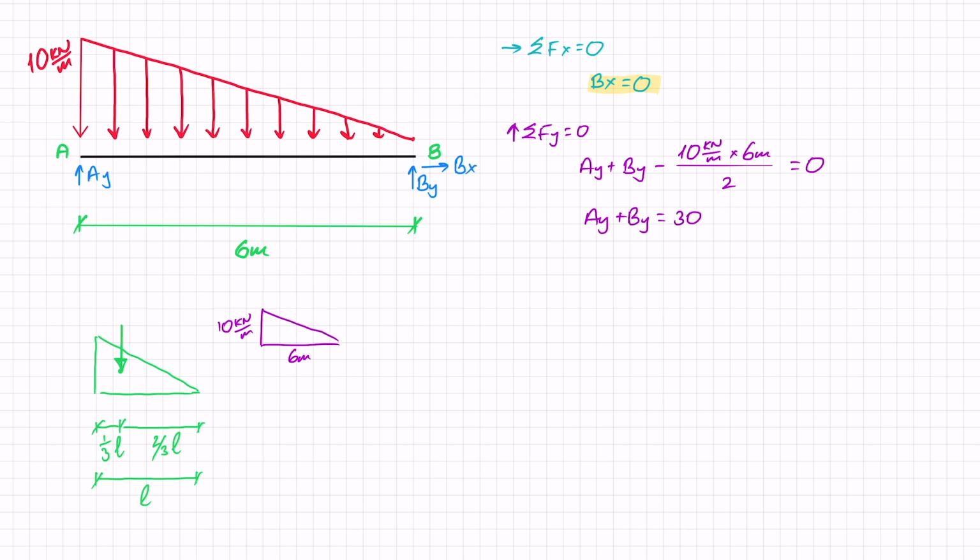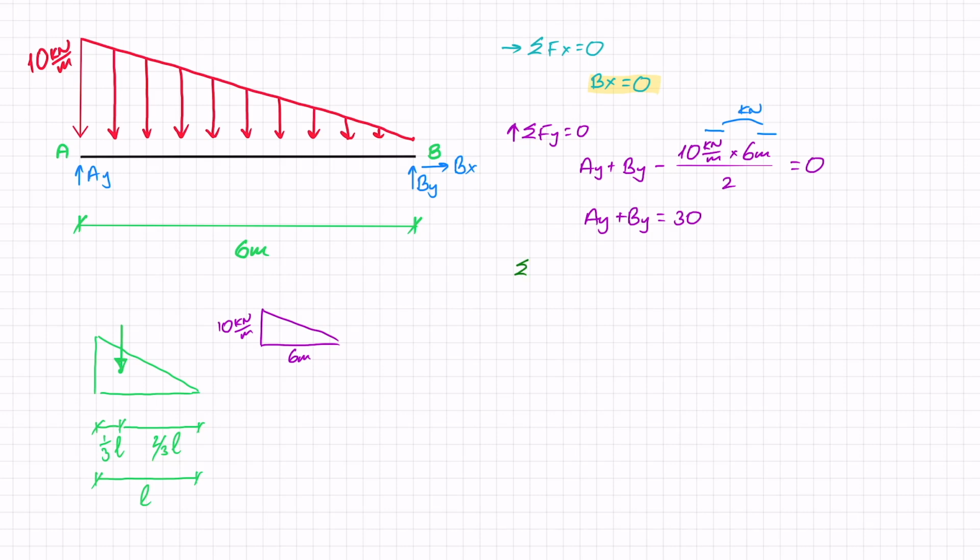Now I can see here from a unit perspective, right, I've got kilonewton per meter here, I've got meters here, so I can divide by meters and I end up with kilonewtons. So I've got force. AY is a force, BY is a force, and that's 30 kilonewtons. Now I can't solve that any further because I need to find a relationship between AY and BY.